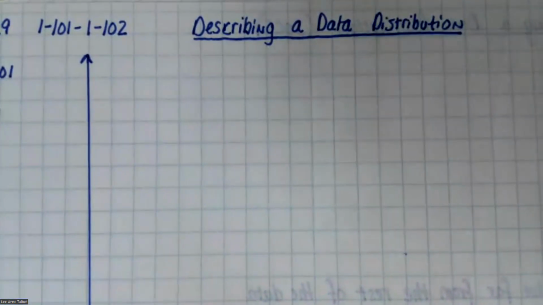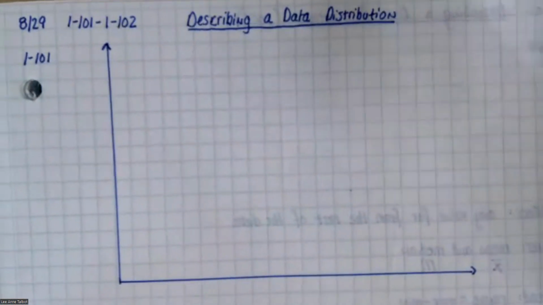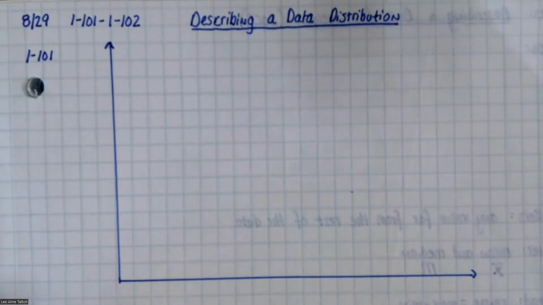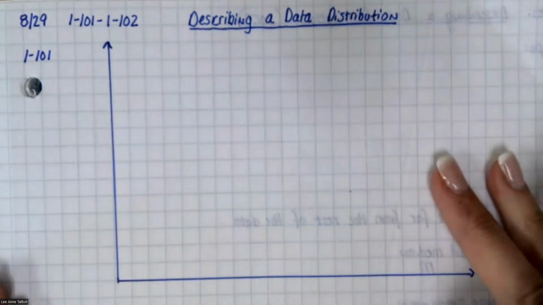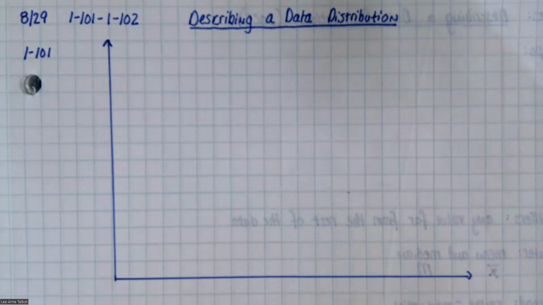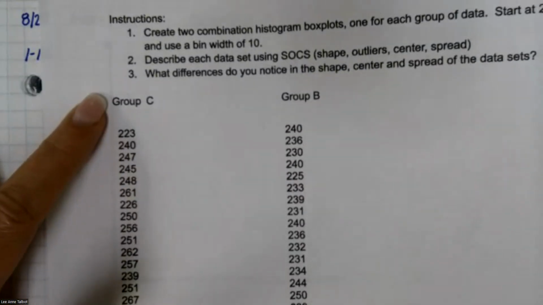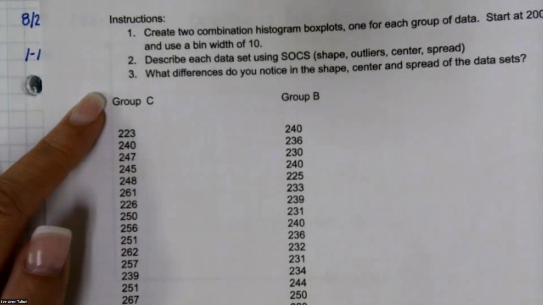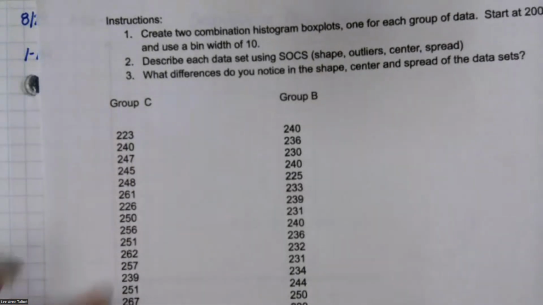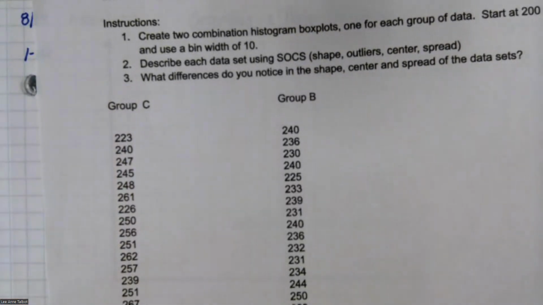So go back to this. You left a lot of room. And we are going to make a histogram box plot with our MAP score data. So look at the paper I gave you with the list of numbers. Group C is your class. This is fourth period's MAP scores. So all of fourth period's MAP scores.